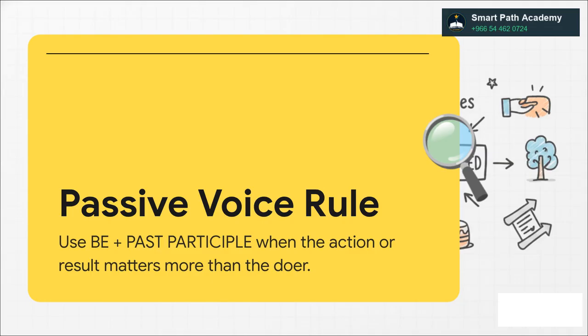So here is that core rule. Take this in slowly. You use the be verb, which you'll see colored beautifully in blue, plus the past participle, colored in green. Remember that visual color coding. Blue for your be verb, green for your past participle. This is the structural foundation you're going to rely on every single time.